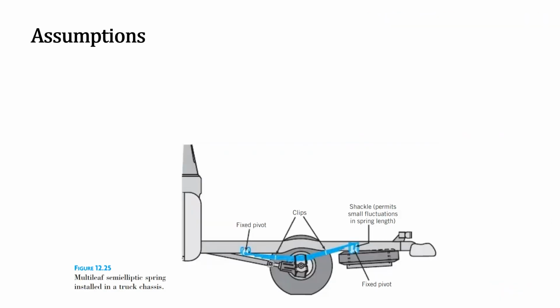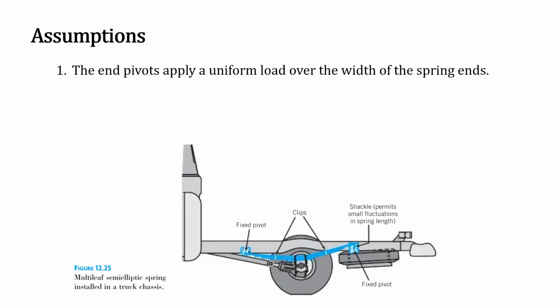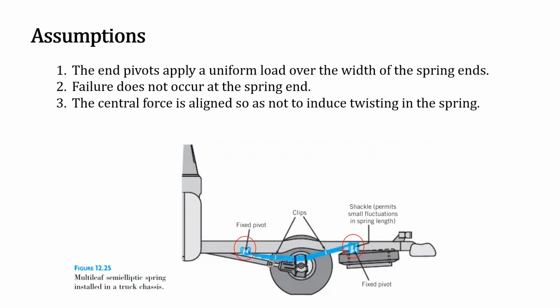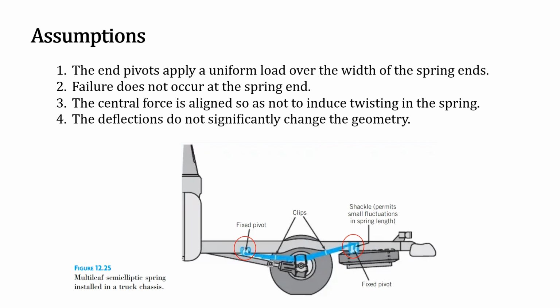Again, we have a few assumptions that we need to make before we get started. Number 1, the end pivots apply a uniform load over the width of the spring ends. Number 2, failure does not occur at the spring ends. Number 3, the central force is aligned so as not to induce twisting in the spring. And number 4, the deflections do not significantly change the geometry.